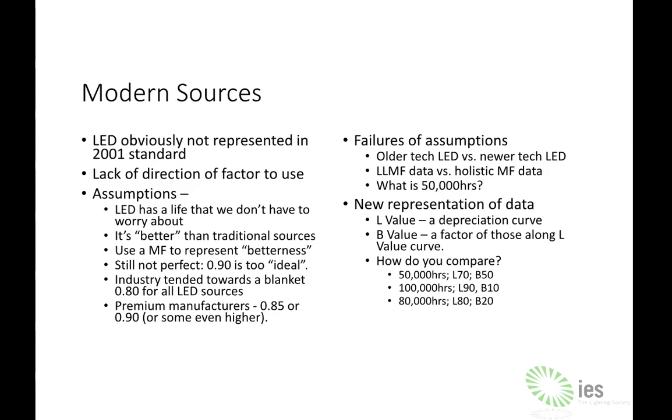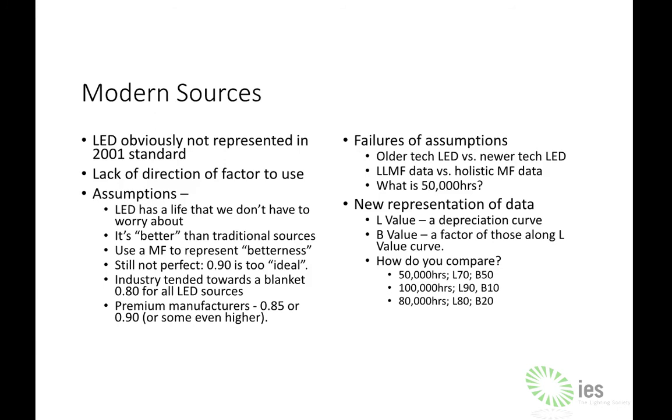And that's where we started to develop this new representation of data, where we talk about an L value and a B value, L being the depreciation curve over time, and B being the factor of those luminaires along that depreciation curve. I'm hoping that makes sense. Not everyone quotes the B value, but it's definitely something I like to request. So what's the B10? You've got the 100,000 hours L90 B10. So how do you compare those three fittings from an LED? Because they're all an LED source. That's what we're going to get into today, how we compare those three.